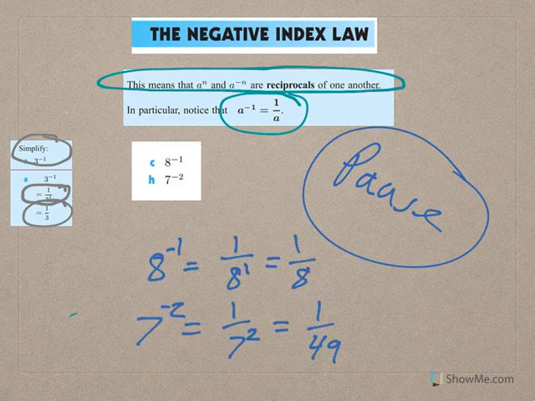All right, your answers should look like 8 to the power of negative 1 is the same as 1 over 8. 7 to the power of negative 2 is the same as 1 over 7 to the power of 2, which equals 1 over 49. Make sure you're not going 7 times 2, which is 14. That would be very incorrect.